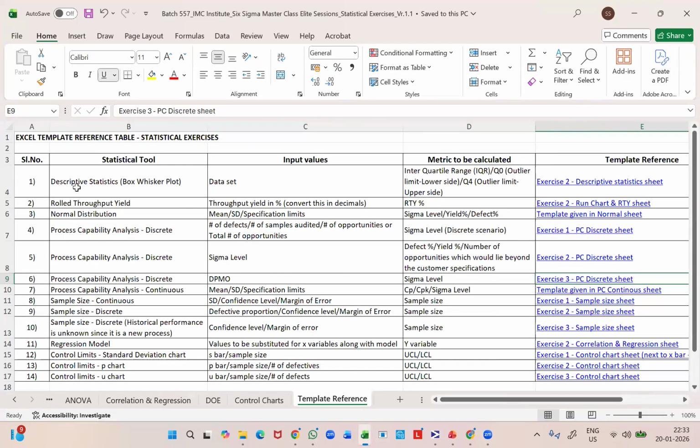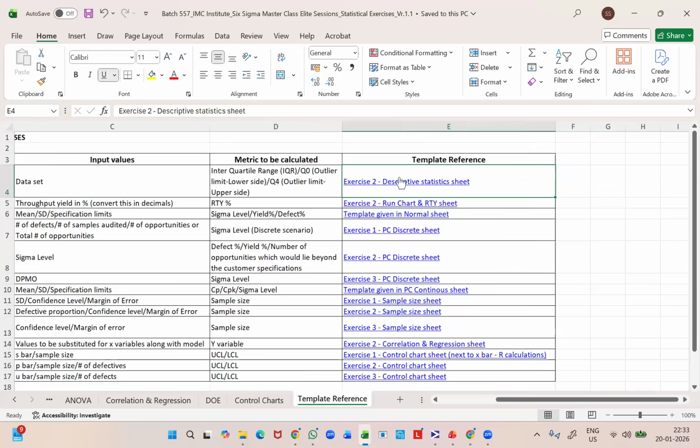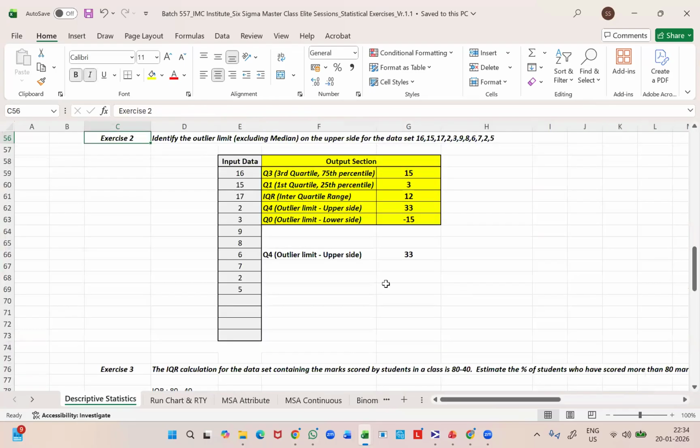So if you look at the first scenario, wherein we would be asked to calculate the interquartile range or the outlier limit on the lower side or the outlier limit on the upper side, the Q0 and Q4 values, and they would have provided a data set, right? If this is the scenario, then we need to use the template under exercise number 2, the descriptive statistic sheet. Just click on that link. It will take you to the place where the template is stored. So we just need to provide the input values here, right? In this input data column.